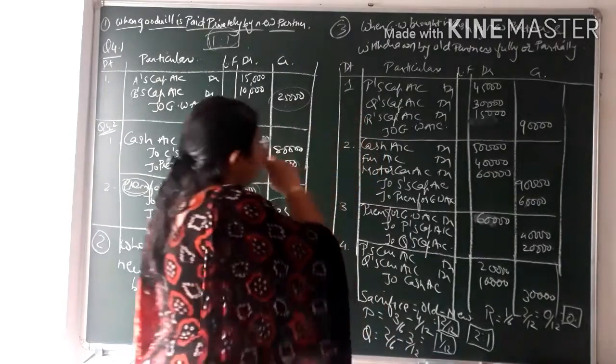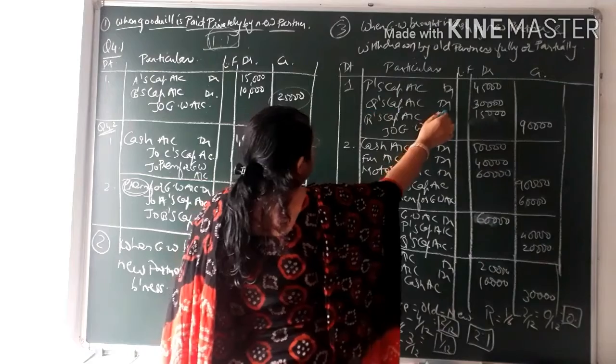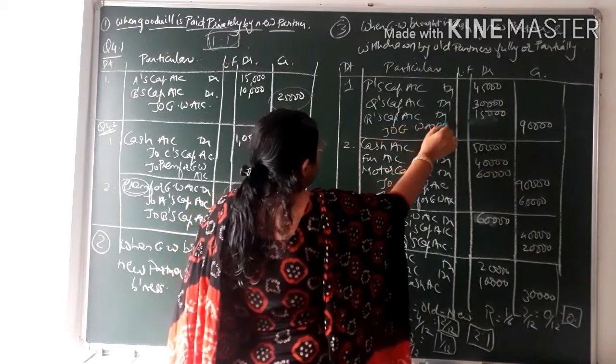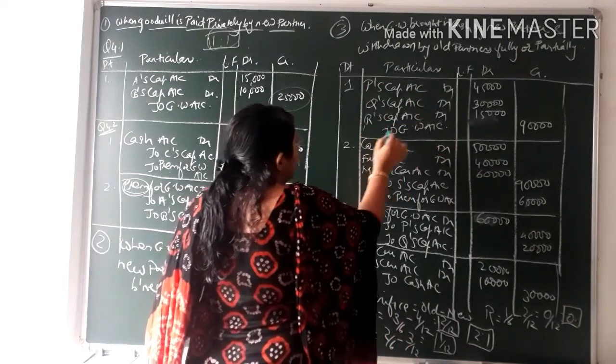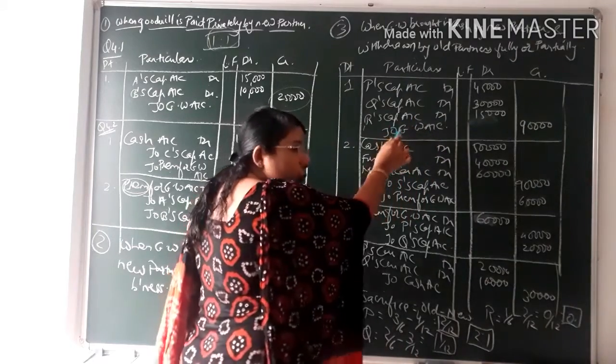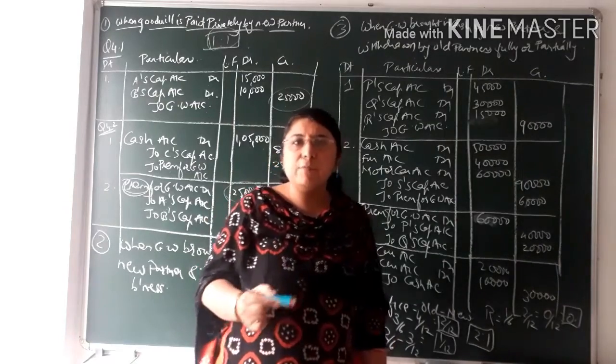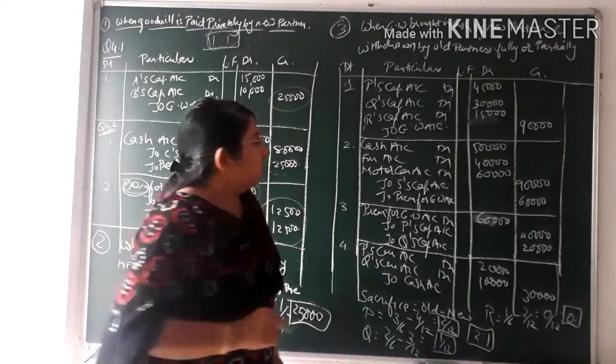So the first journal entry you can see over here is P's capital account debit, Q's capital account debit, R's capital account debit. These are the old partners. To goodwill account credit. If there is an old goodwill, then only the word goodwill will come. But if the new partner brings the goodwill, then we have to write the words premium for goodwill.